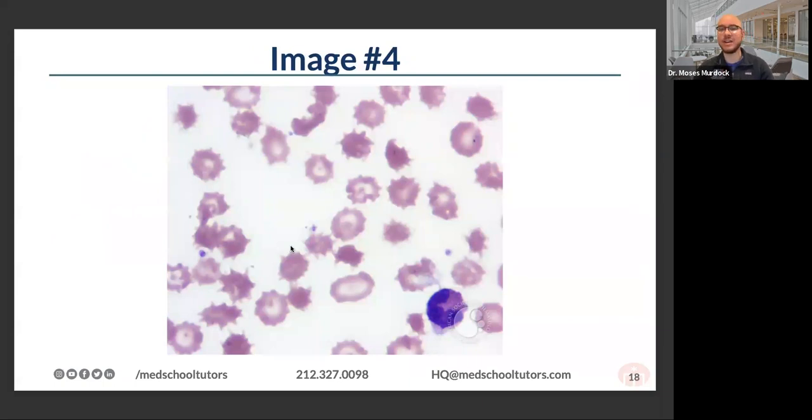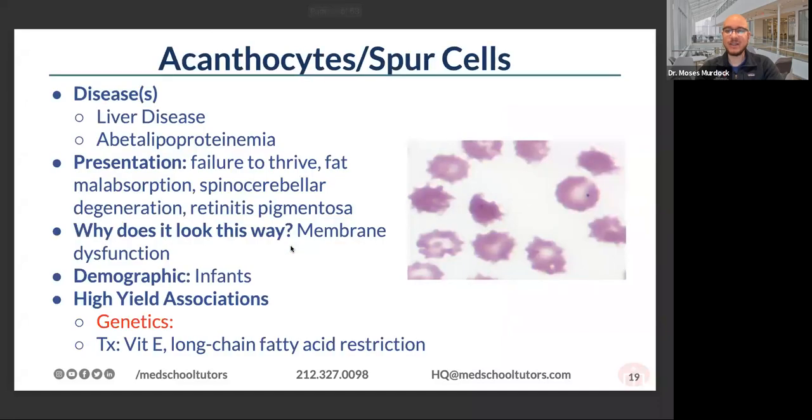Okay, moving on. Image number 4. What is the name of this red blood cell abnormality? And I'm already seeing a couple of answers. Thanks to everyone who is participating. Yes, these are acanthocytes, also called spur cells.